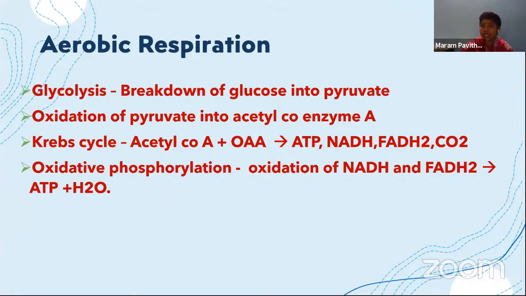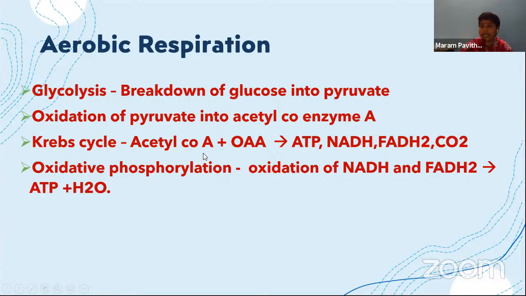Pyruvate changes into acetyl CoA in the second step. What happens in the third step? Acetyl coenzyme A participates in the Krebs cycle. The Krebs cycle is also called the citric acid cycle. In the Krebs cycle, what happens?